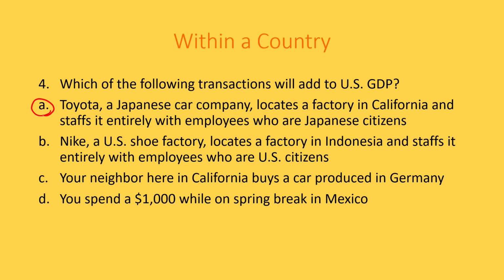Nike, a U.S. company that locates a factory in Indonesia and staffs it entirely with employees who are U.S. citizens. Again, because the employees and owners are U.S. citizens, that would add to GNP, or gross national product. But because the production is happening outside the geographic borders of the United States, it will not add to GDP, or gross domestic product. Your neighbor here in California buying a car produced in Germany would add to Germany's GDP, not the United States. Remember, imports do not add to GDP, they subtract from it. So that would not be an answer that you'd be looking for if you were to see this question on a quiz or exam.